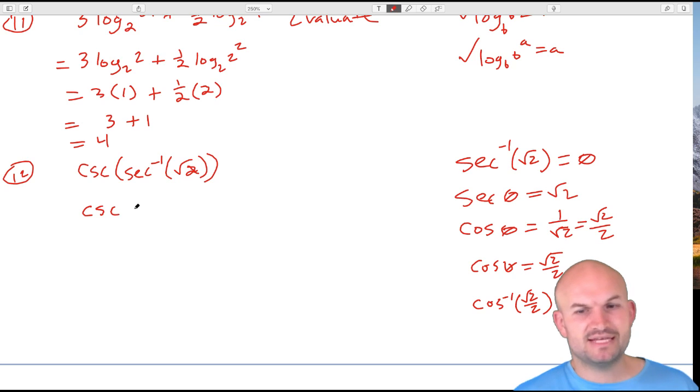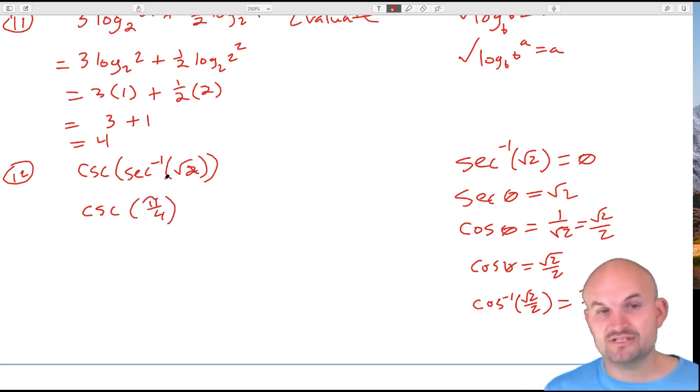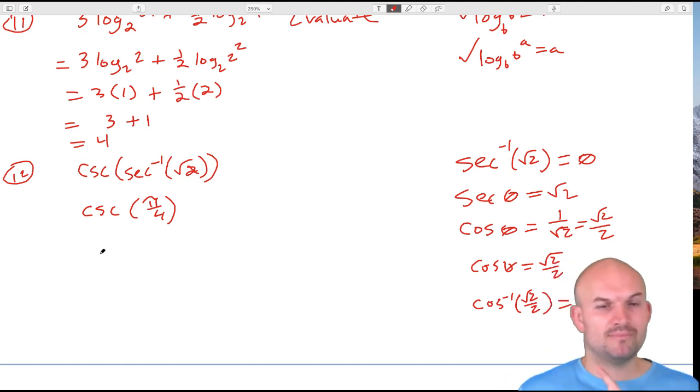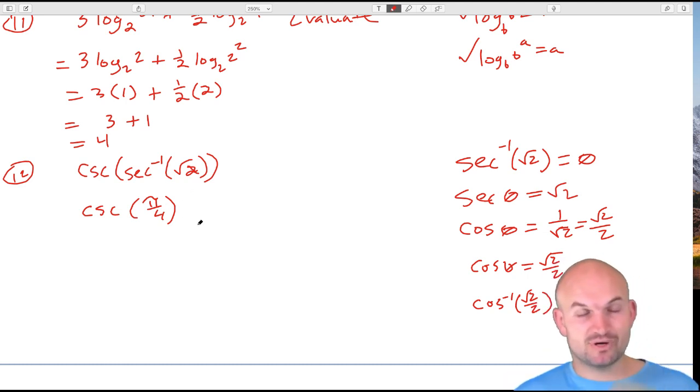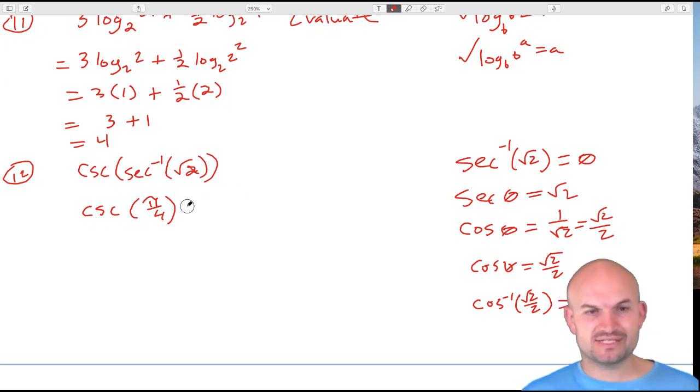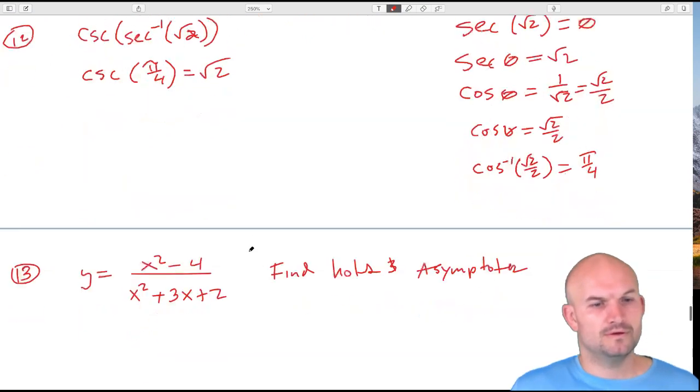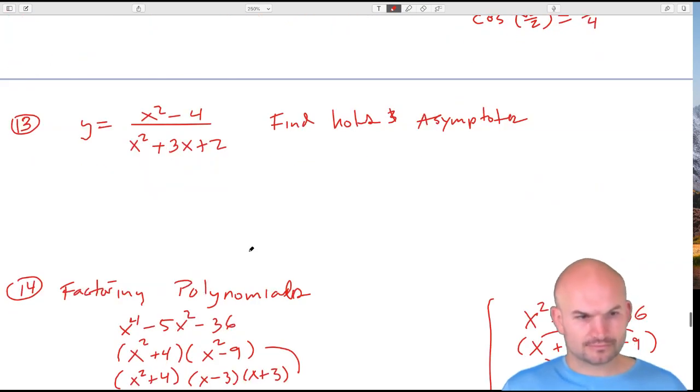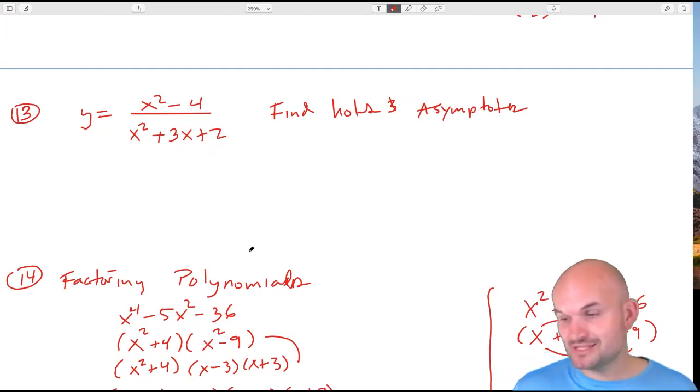So now I have cosecant of pi over 4. Now again, remember the cosecant is going to be 1 over y. At pi over 4, remember guys, it's x over y. I'm sorry, it's square root of 2 over 2, comma, square root of 2 over 2. So this answer is just going to be square root of 2.